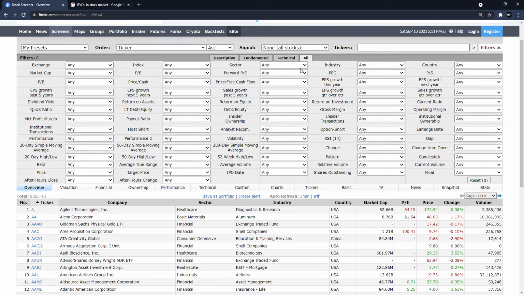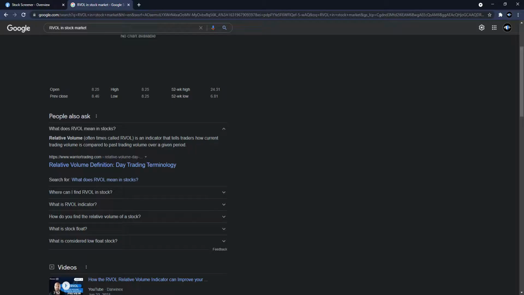Overall, we're going to be filling in three filters, only three filters. You could be like, wow, only three filters? Yeah. So what we want to fill in first will be the quick ratio. What does the quick ratio mean?